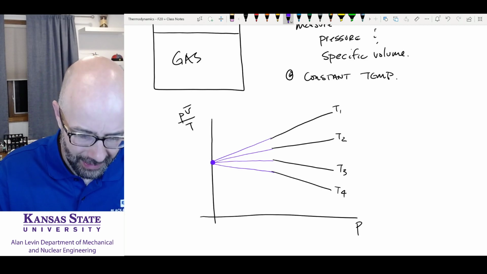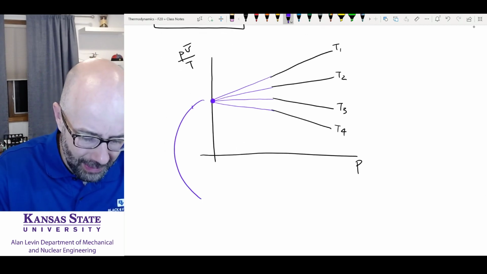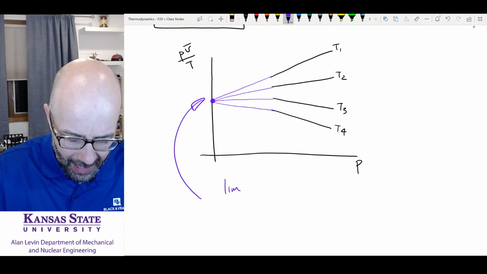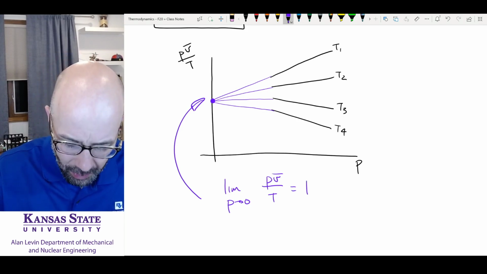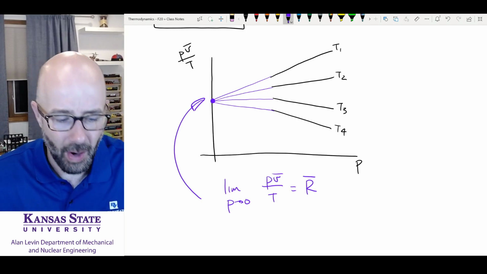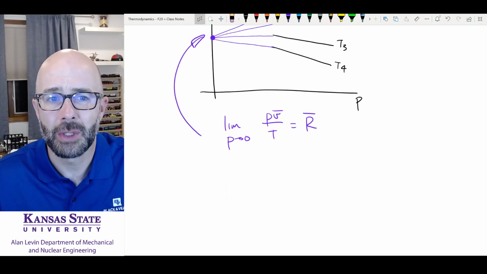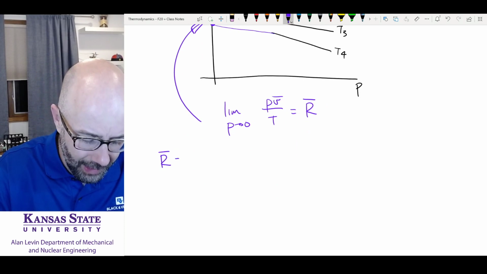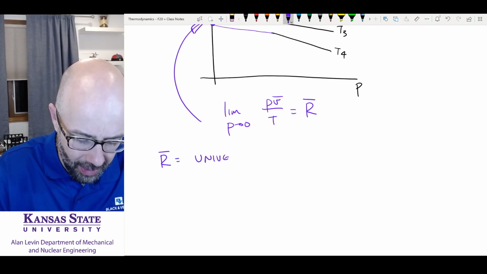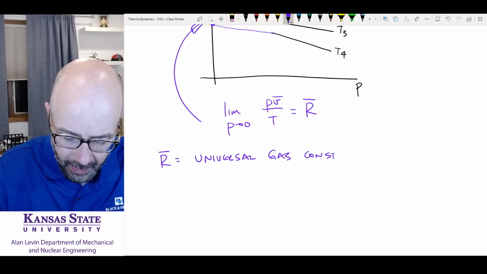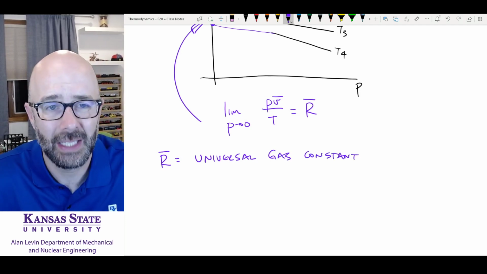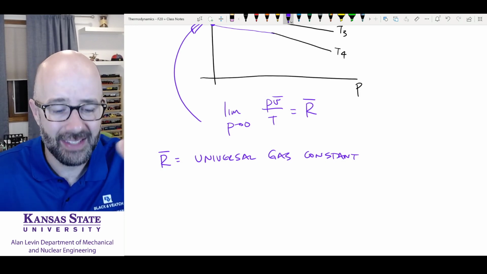We look at this point right here, and we say the limit as pressure goes to 0 of PV over T is equal to something specific. It all comes to one point, and that is something we're going to call R bar. R bar is very special to us. R bar is equal to the universal gas constant. Universal because it doesn't matter which gas we're dealing with. Constant because it's always the same value.